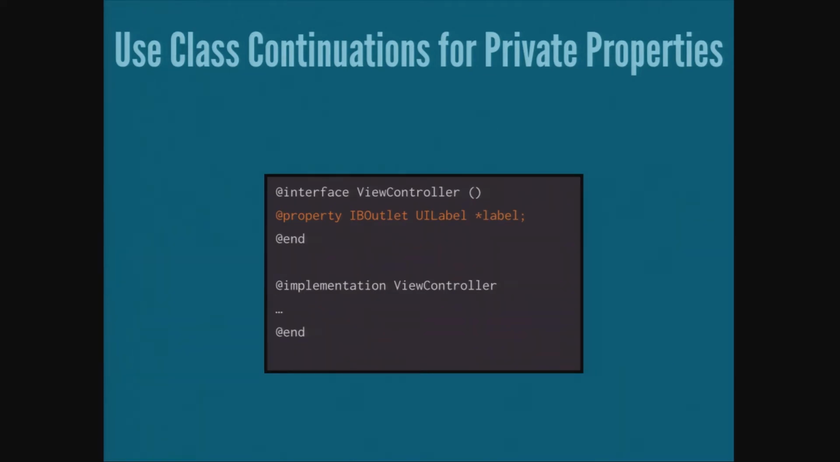You can also do this for IB outlets. So if you do this in Interface Builder, Xcode, you'll get the little empty circle and you can drag a connection from here to the UI element that this refers to, or vice versa from Interface Builder to this section of code. So again, unless I have a reason to expose my UI properties publicly on the class, I will use the class continuation syntax to keep it in the implementation file.